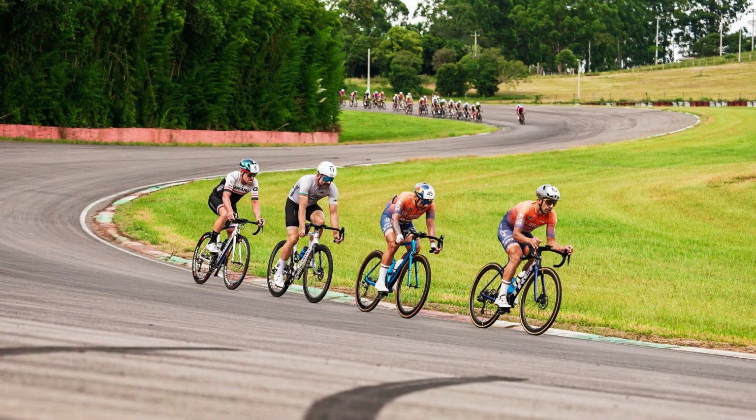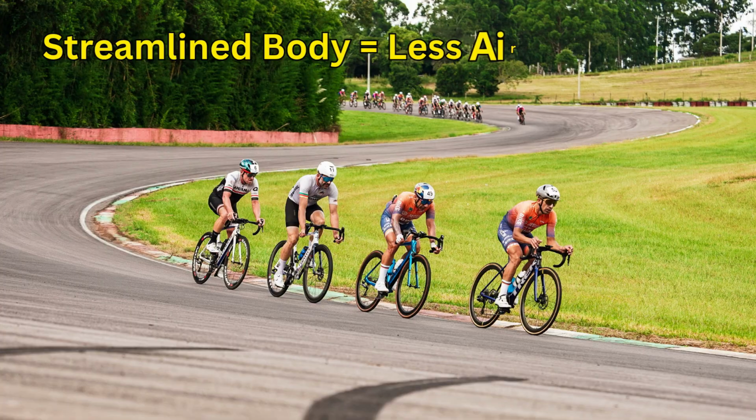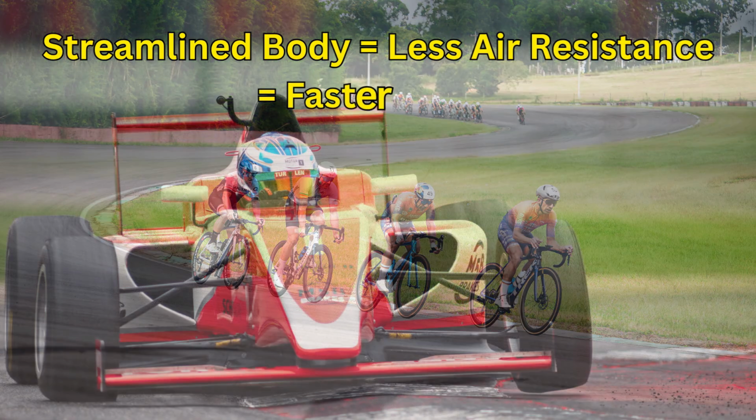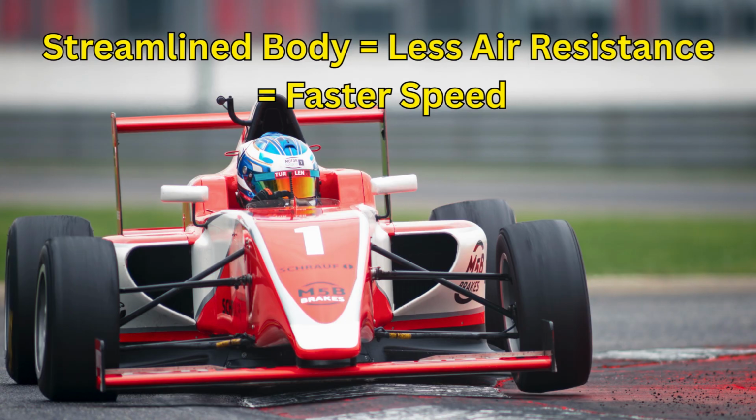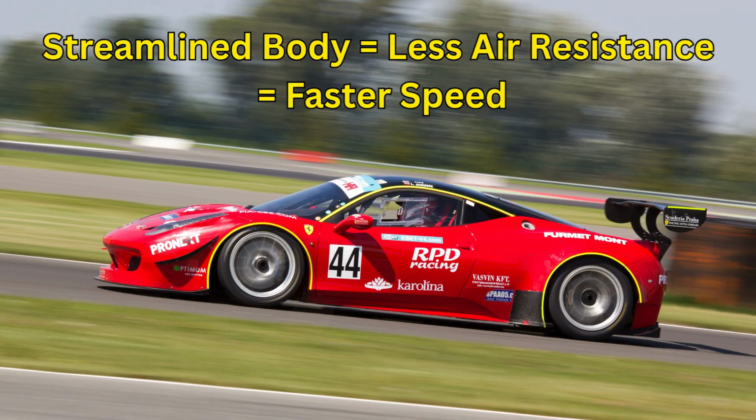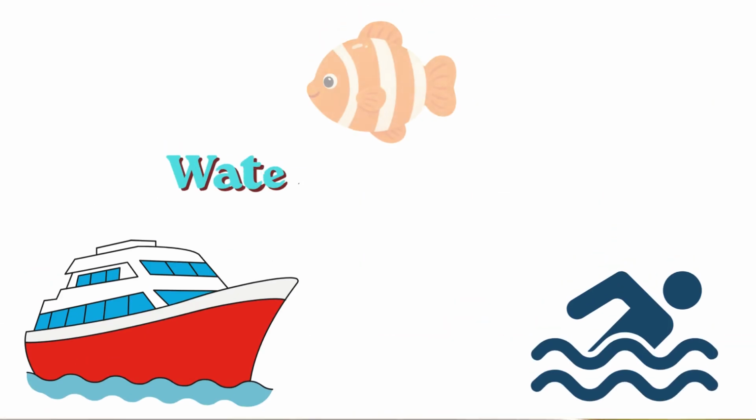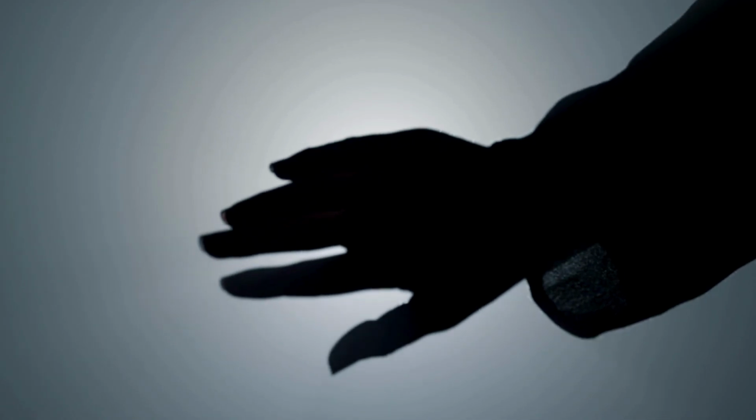Cyclists and racing cars, on the other hand, are designed to be streamlined. Cyclists bend forward, and sports cars have smooth, sloping shapes to reduce air resistance, allowing them to move faster with less effort.